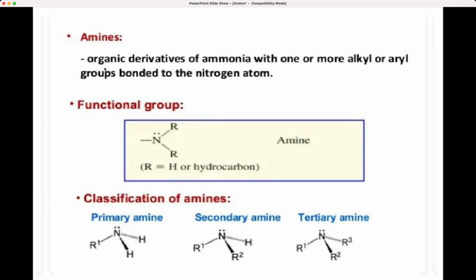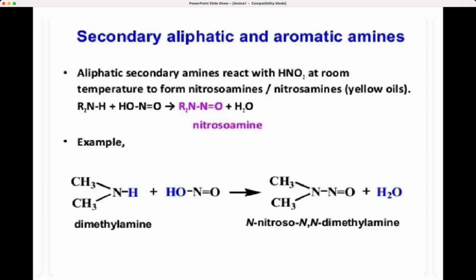Now, amines are organic derivatives of ammonia, as I already said in the beginning of today's session, with one or more alkyl or aryl groups bonded to the nitrogen atom. So, nitrogen and hydrogen atoms are there in amines. The functional group: see here, R is a hydrocarbon attached to N. This is the general structure of amines. And the classification is primary, secondary and tertiary amine. Primary has only one R group and 2 hydrogens, secondary has only 1 hydrogen and 2 R groups, and for tertiary all three are R groups attached to nitrogen. Hope you are following it. This is a very easy chapter.